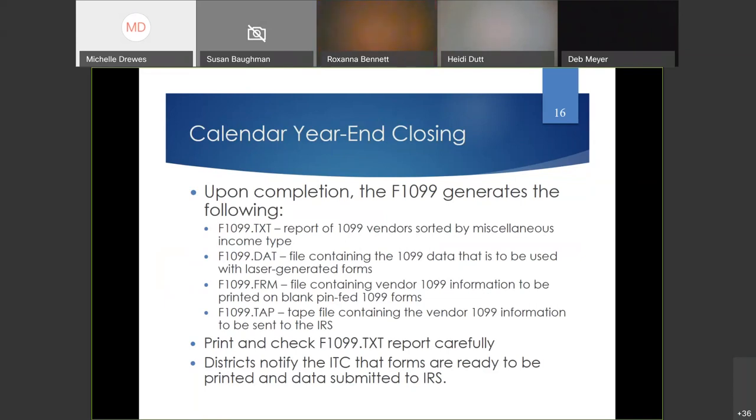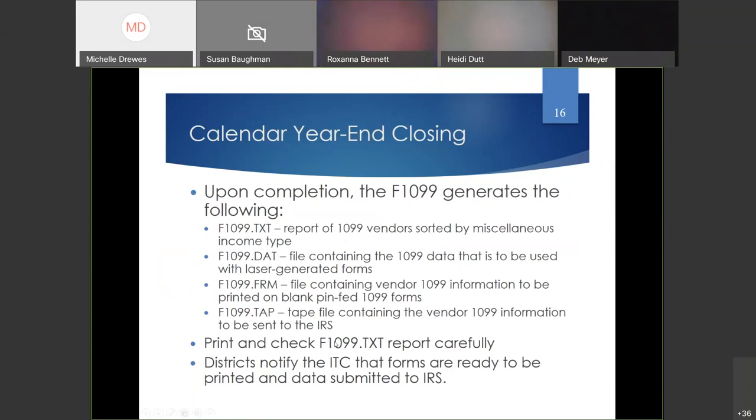So what you're going to have at the end of this, if you have 20 districts, is 20 different tape files, one for every district. And then you're going to be appending those and making one file that's going to be sent to the IRS via the TR 1099 program. We'll talk about that in a little bit.